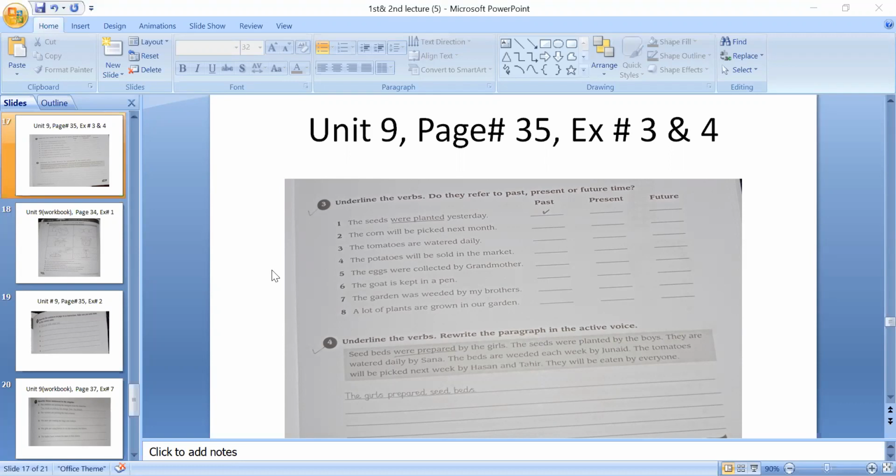Are grown. Good, good boy. Are grown will be underlined.